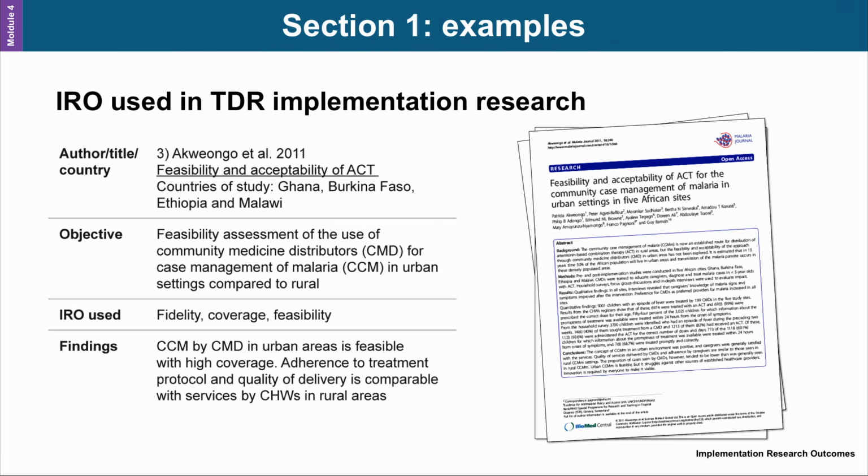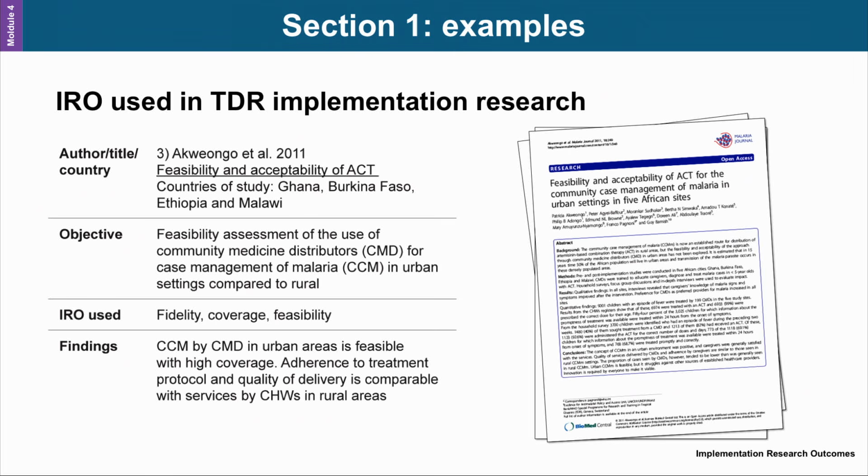So for the study looking at feasibility and acceptability of ACT, the objective was to see how feasible it is to use community medicine distributors for case management of malaria in urban settings. The idea is that community medicine distributors were being used to manage malaria for under 5 children in rural settings. But thinking about the fact that more and more countries in sub-Saharan Africa are becoming urbanized, they tried to see whether the same strategy, that is to use community medicine distributors to deliver an evidence-based intervention, would work even in urban settings.